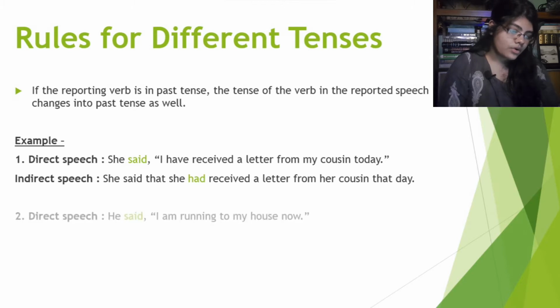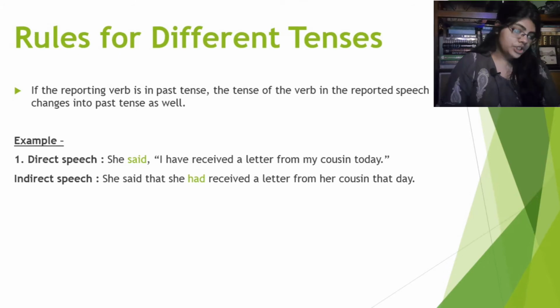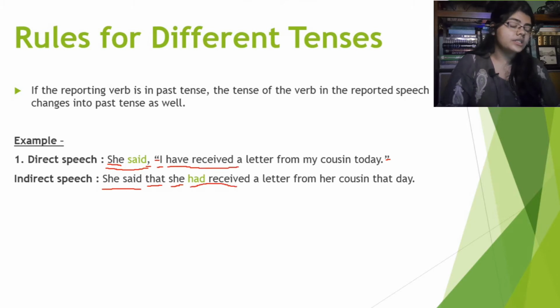Now, why is that happening? Let me tell you. "She said," comma will be replaced by "that." The inverted commas will not be used here. "I" will be "she." Why is that? Because the speaker is she. Now "have received" got changed into "had received." Why did that happen? Because the reporting verb is in past tense.